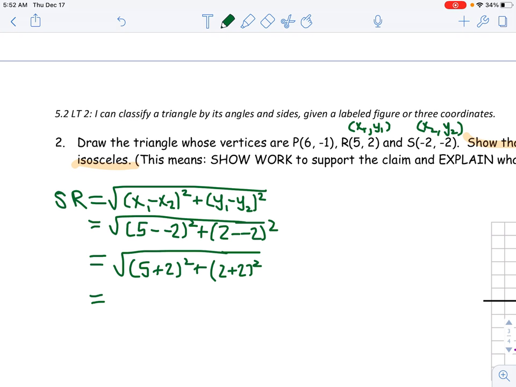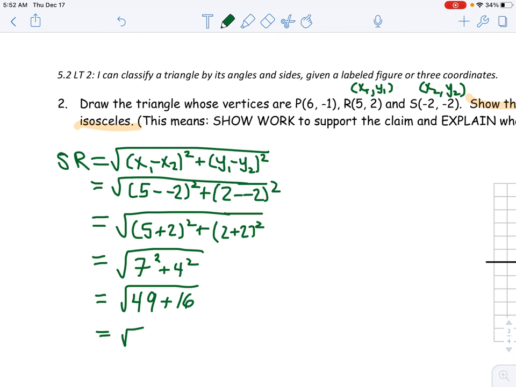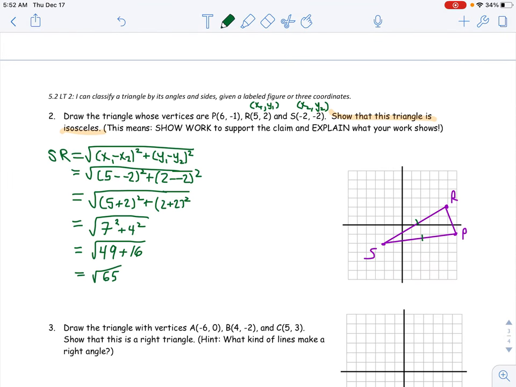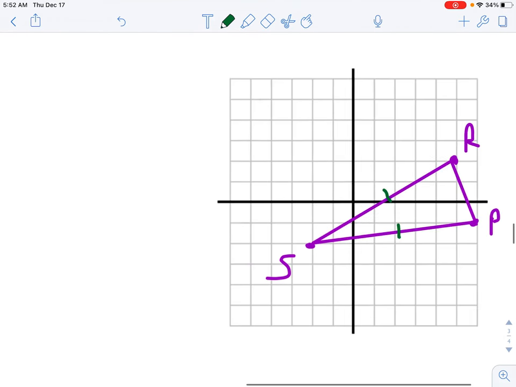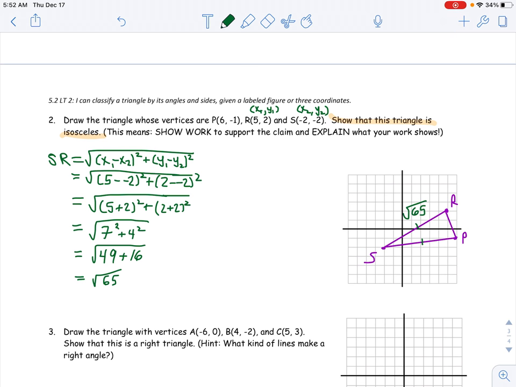What do I mean by that? Well, what's 5 plus 2? 7. What's 2 plus 2? 4. Alright, so we got 7 squared now, 49. 4 squared, 16. Alright, so this is going to be the square root of 65. Neat. So we used the distance formula to find the length of SR, and we could plug that in the calculator. We get some decimal number slightly bigger than 8, because the square root of 64 equals 8. The square root of 65 is bigger than the square root of 64, so it's a number bigger than 8.